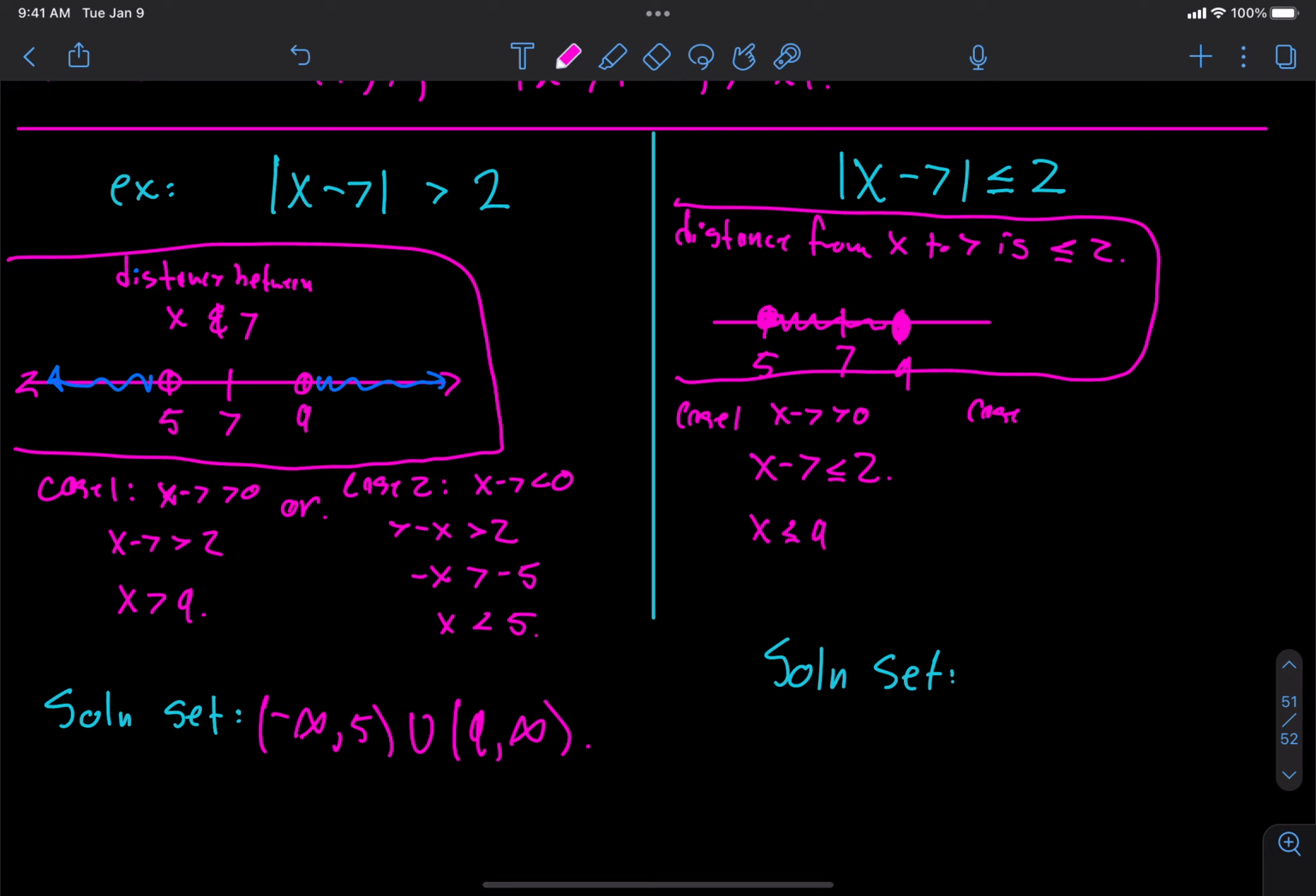Case 2, we are going to get x minus 7 is less than 0, in which case the absolute value sign flips it to 7 minus x is less than or equal to 2. And then we move 7 over, we get negative x less than or equal to negative 5, divide by negative 1, x is larger than or equal to 5, because we flip the sign.